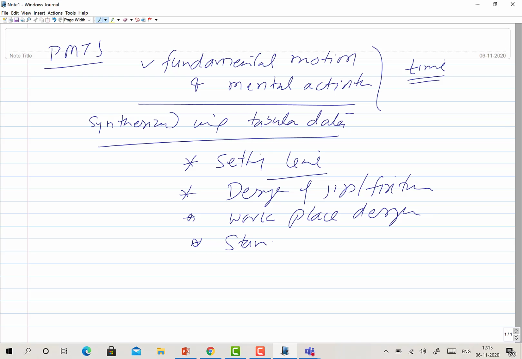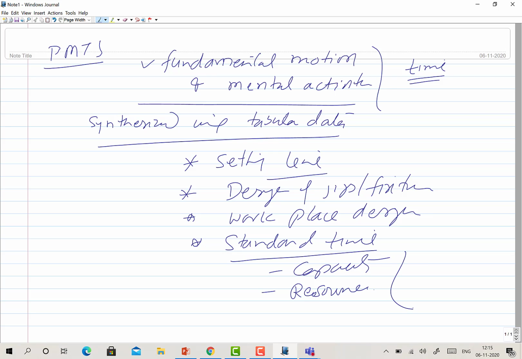Of course, the common one is the standard. When the standard time is calculated, we will be in a position to estimate the capacity of the plant in advance, and the kind of resources in terms of man, machine, land, or material that will be needed for achieving the desired output, considering the standard time. So there are many things which are doable using the PMTS method and which are beneficial.